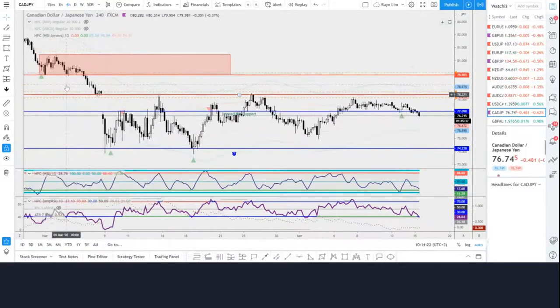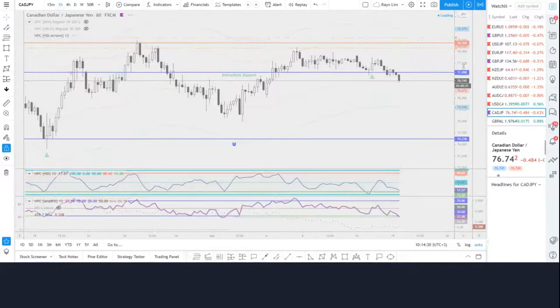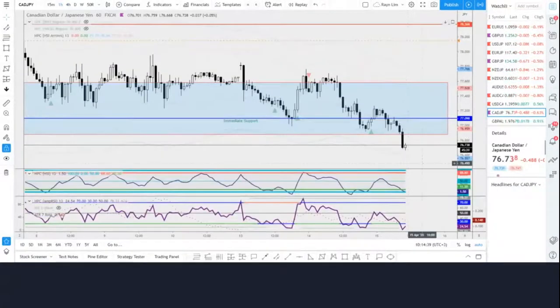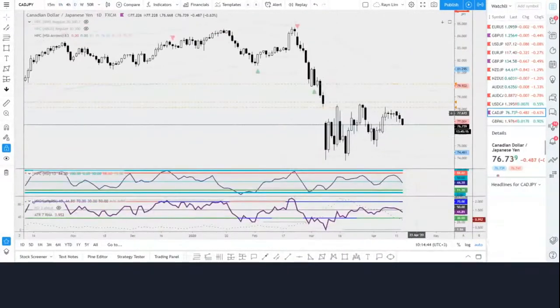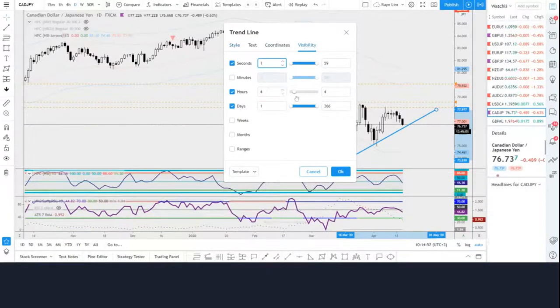Yeah. So these are all the support and resistance I'm looking at. The immediate support has been broken. To the 1 hour, this is what I want to share with you. Okay, so on the 1 hour, waiting for another break to determine a sell zone. But most probably I'll draw a trend line over here. And this trend line can be used on all time frames.